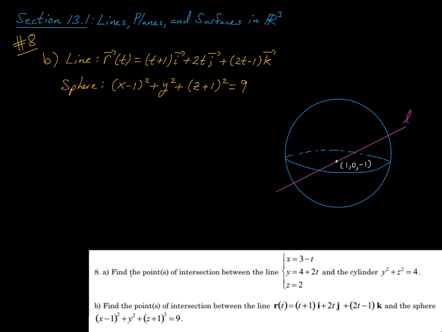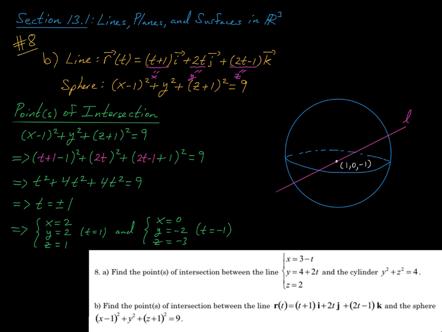And so just as we did in part A, at a point of intersection, we have to be on the sphere as well as on the line. So we're going to take the coordinate functions for the line and substitute them into the sphere equation, solve the resulting equation for t, and that will give rise to the points of intersection. So here is our sphere equation.